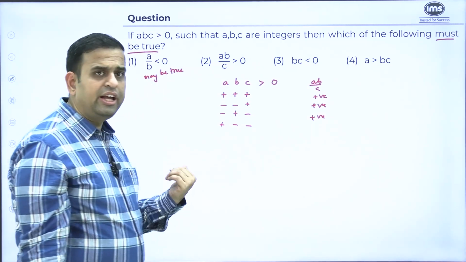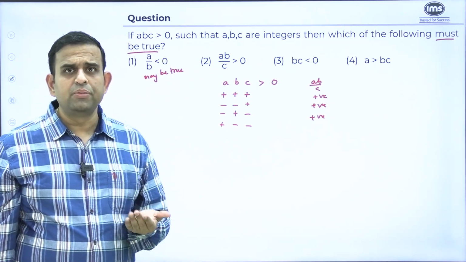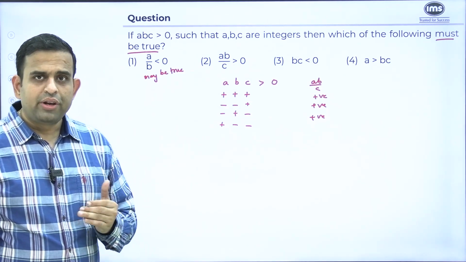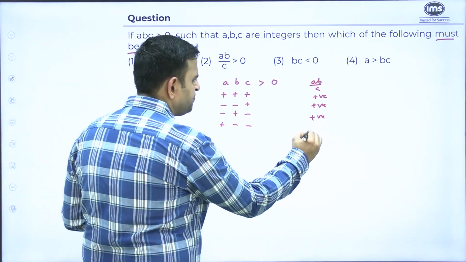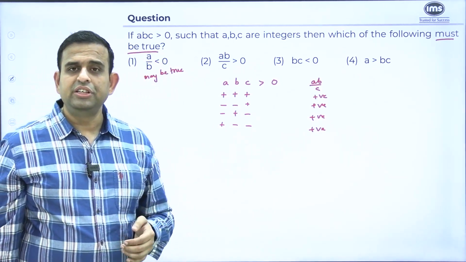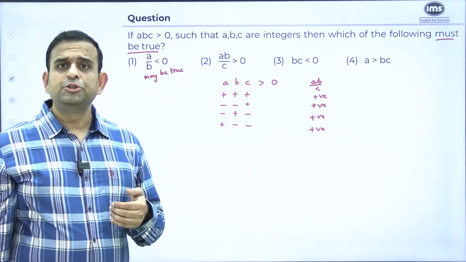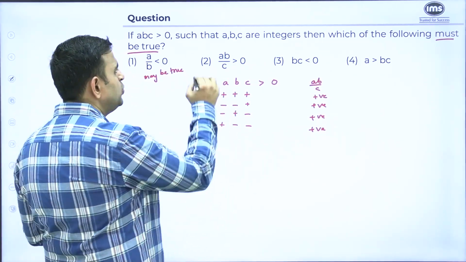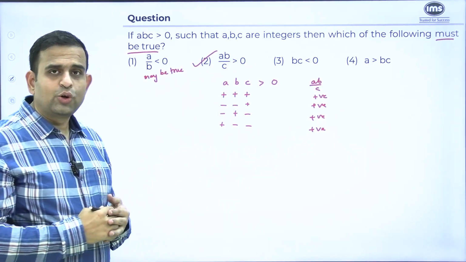And lastly as well, A times B happens to be a negative number, divided by C, which is also a negative number. Negative upon negative becomes a positive number. And it is clear that A into B upon C is positive, and this is true for each and every scenario. Hence, option number 2 is always true and must be our answer over here.